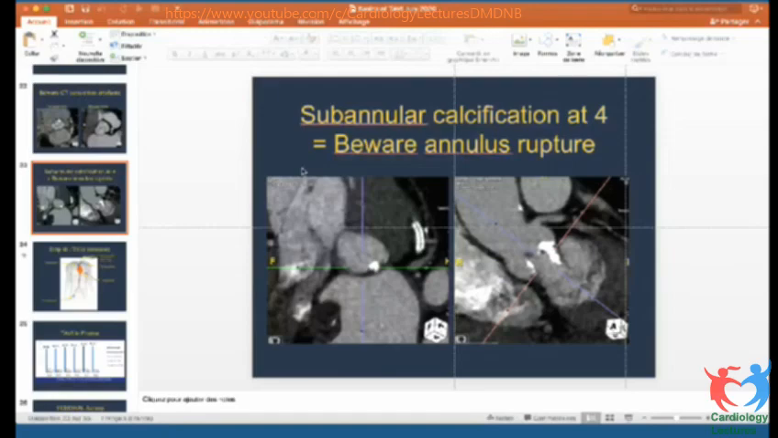There's one question about what is your long-term results or success rate on TAVI? What is the success rate first, and what's the long-term success rate? Immediate success, long-term success.